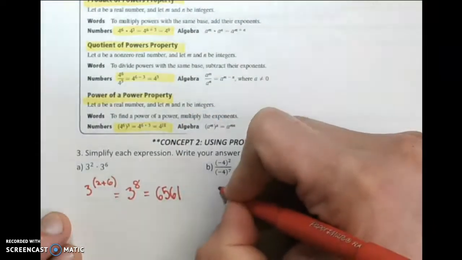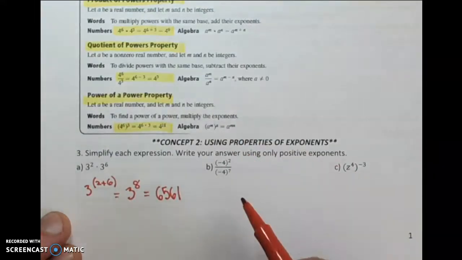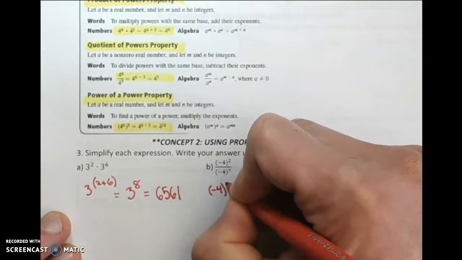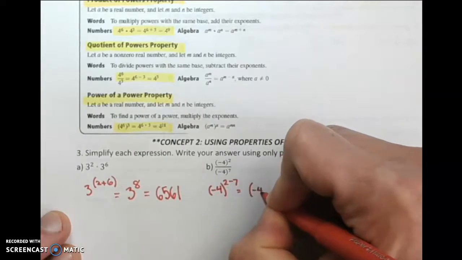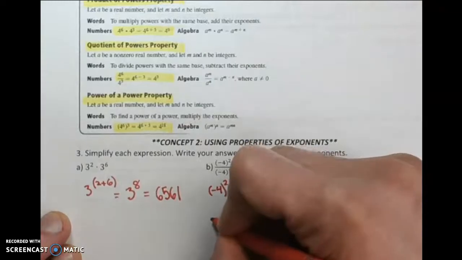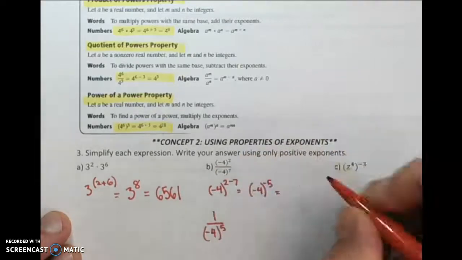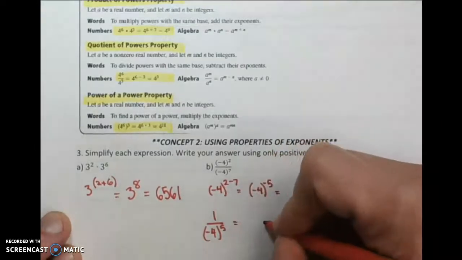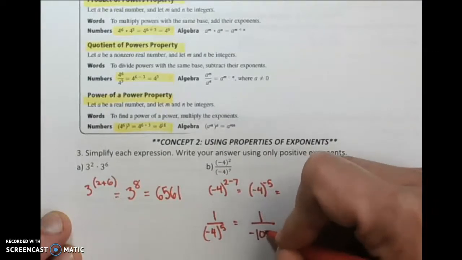B, negative 4 squared divided by negative 4 to the 7th power. Like bases, what I'm going to do is subtract my exponent. So I have negative 4 to the 2 minus 7 power, which equals negative 4 to the negative 5th power, which equals 1 over negative 4 to the 5th power, right? I take my negative exponent, basically put it in my denominator, reciprocal. And then if I were to go any farther, negative 4 to the 5th power is negative 1,024.